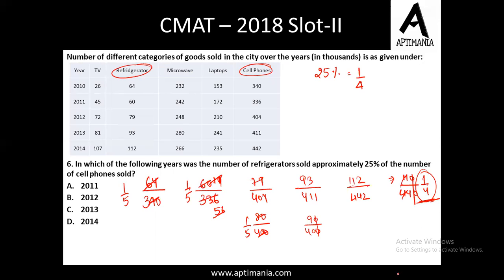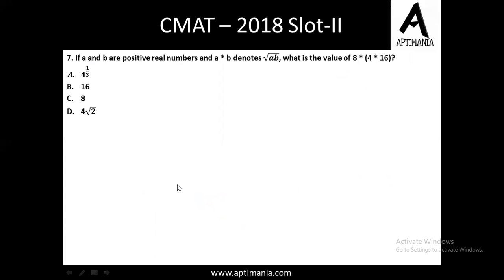So from the figures, we can find out that the last value in the year 2014, 112 upon 442, is approximately equal to 25%. So for question number 6, the correct answer is option D, that is 2014. Let's go ahead to the next question. Question number 7 is on the screen.